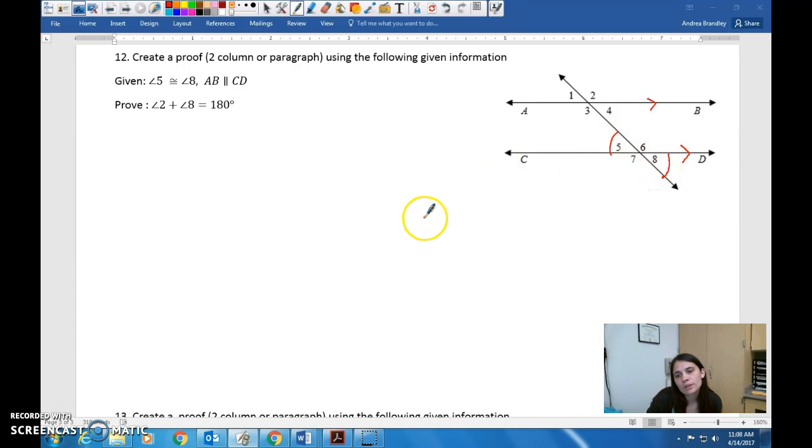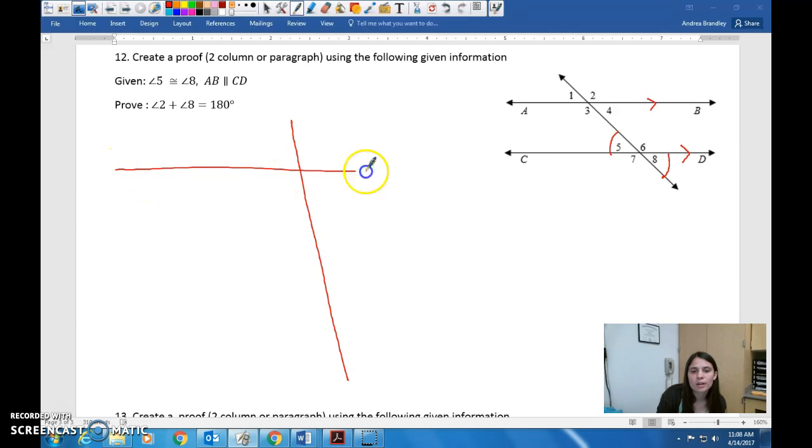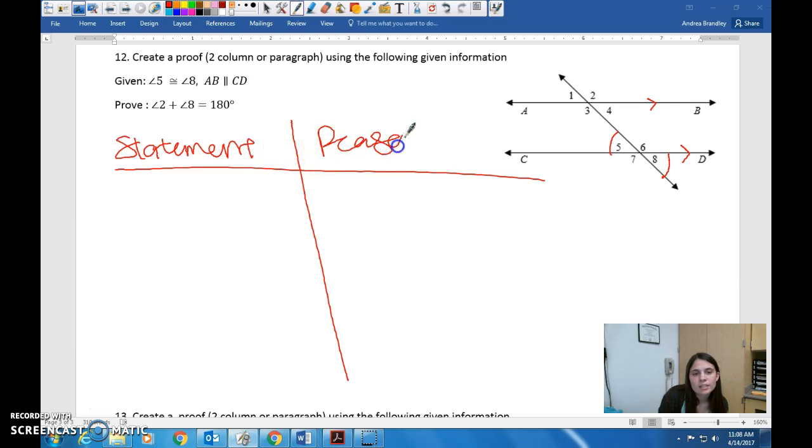So there's a few different ways I can look at this. If I know, or sorry, not angle 2 is congruent to angle 8. Angle 2 plus angle 8 is equal to 180 degrees. I'll do a 2 column to start. So I'm going to start with my statement and reason. So I'll start with what is given. So I know that angle 5 is congruent to angle 8. AB is parallel to CD because that is given.